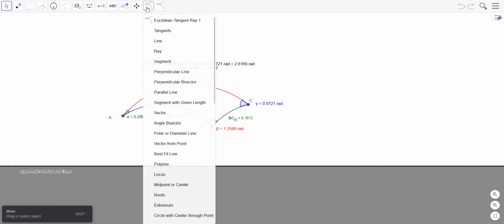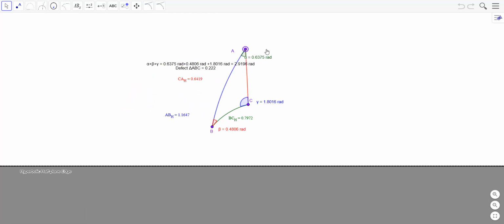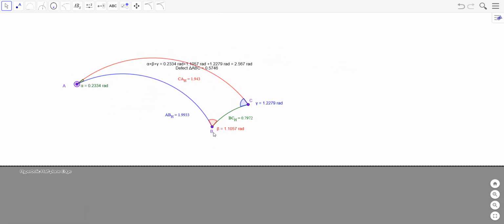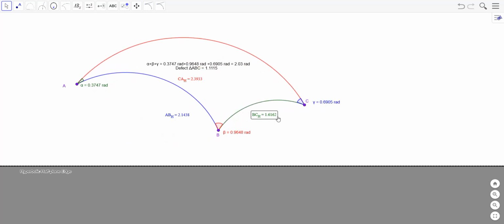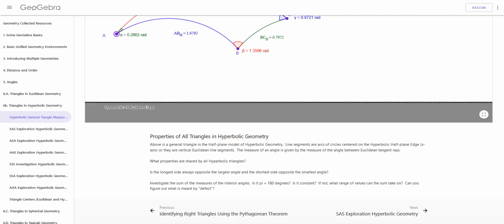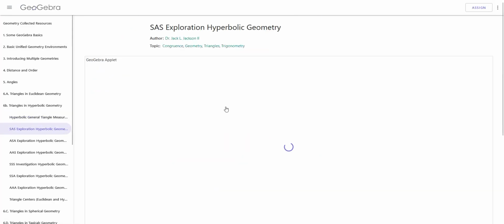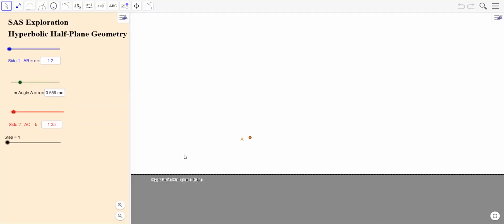Gives you access to hyperbolic tools up here, and we can see this is our triangle here. This is what it looks like, and these are the measures of the sides, measuring with the hyperbolic distance metric, lengths of the sides, and these are the measures of the angles. Okay. Now, let's take a look at the side angle side exploration. It works just like the one in Euclidean geometry that we looked at in the last video. So once again, you can have a side, an angle, and a side specified.